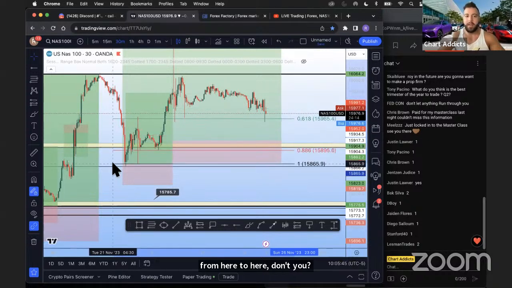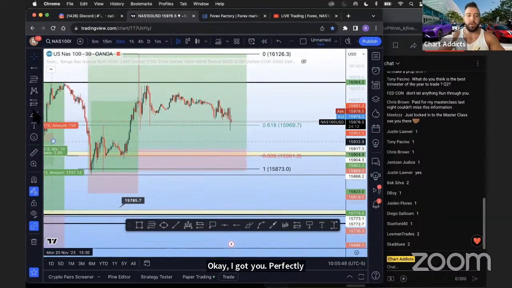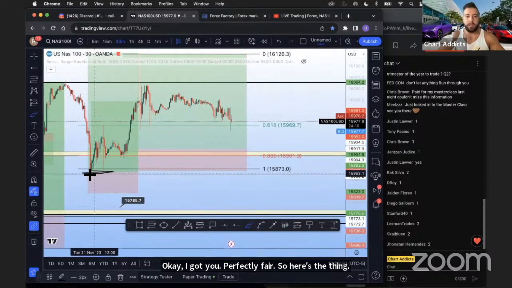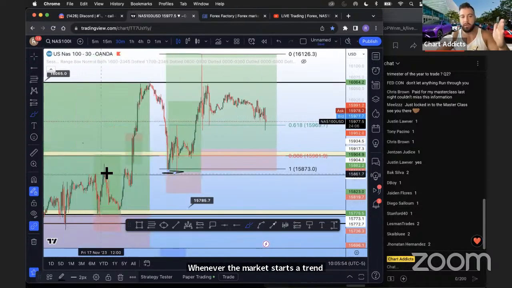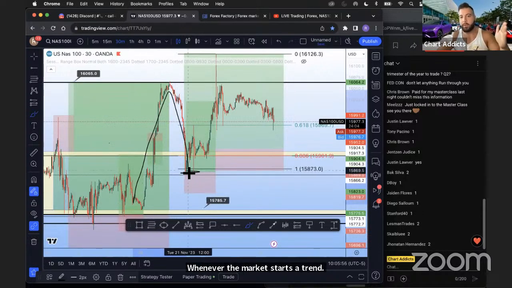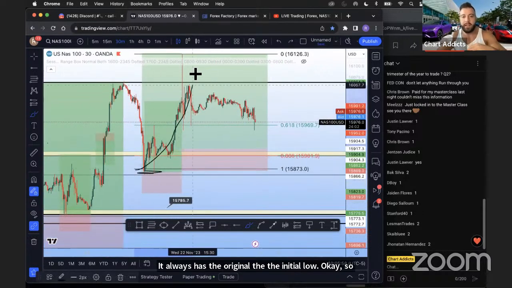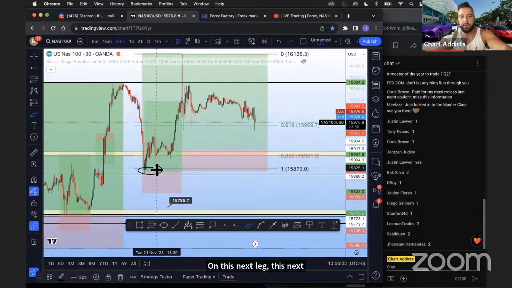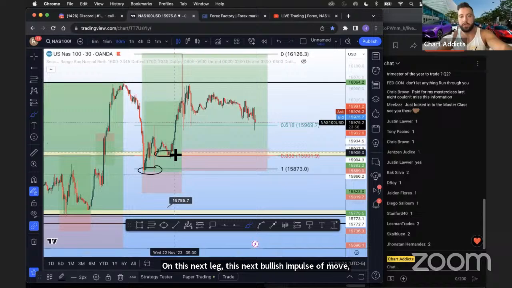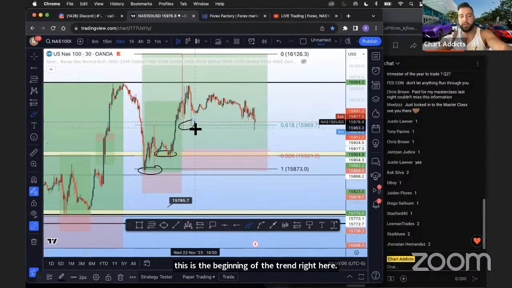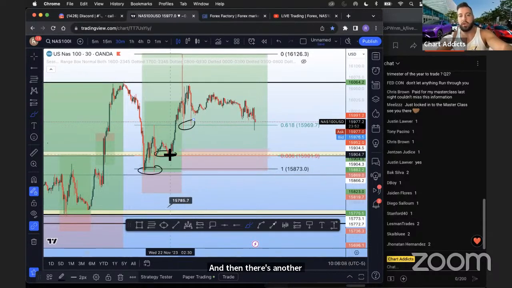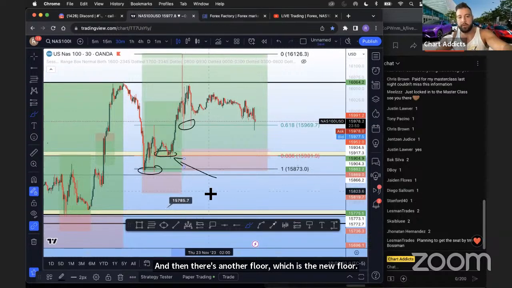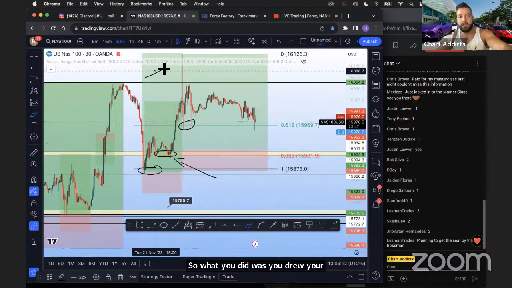Perfectly fair. So here's the thing. Whenever the market starts a trend, it always has the initial low. So we have this massive impulse, and then we had a retracement. On this next leg, this next bullish impulsive move, this is the beginning of the trend right here. And then there's another floor, which is the new floor. And then you have your third floor right here. So what you did was you drew your Fibonacci from the floor right here to the top.